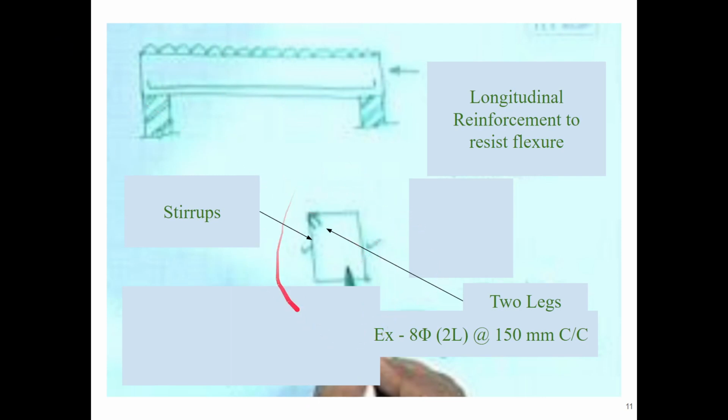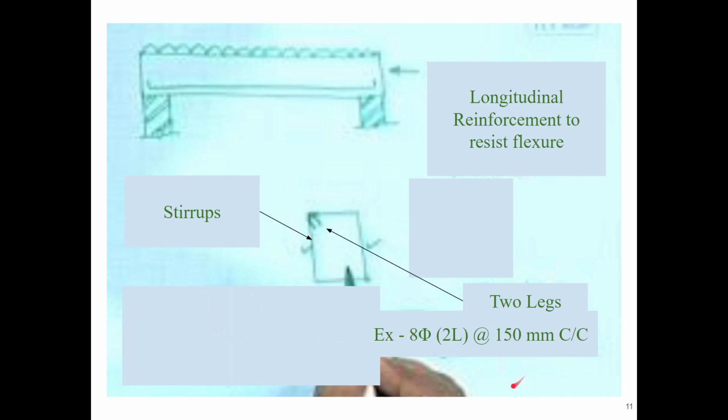In the case of a beam, we call it stirrups. In the case of a column, we call it tie bars. So stirrups are basically for beams, and tie bars are basically for columns. But the function is the same: it is basically for resisting the shear.